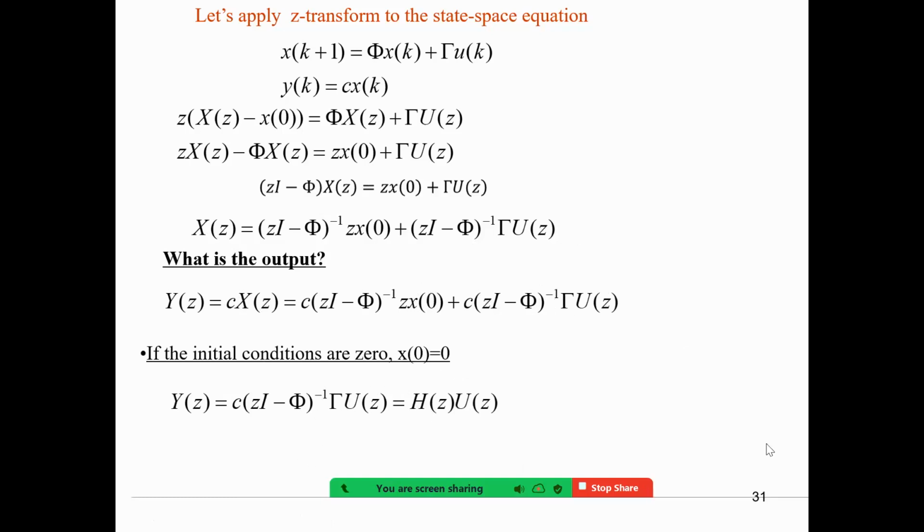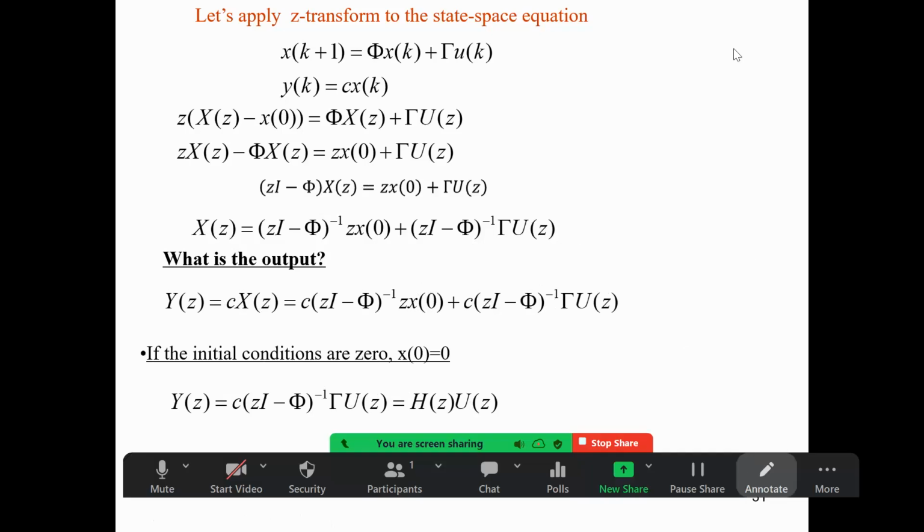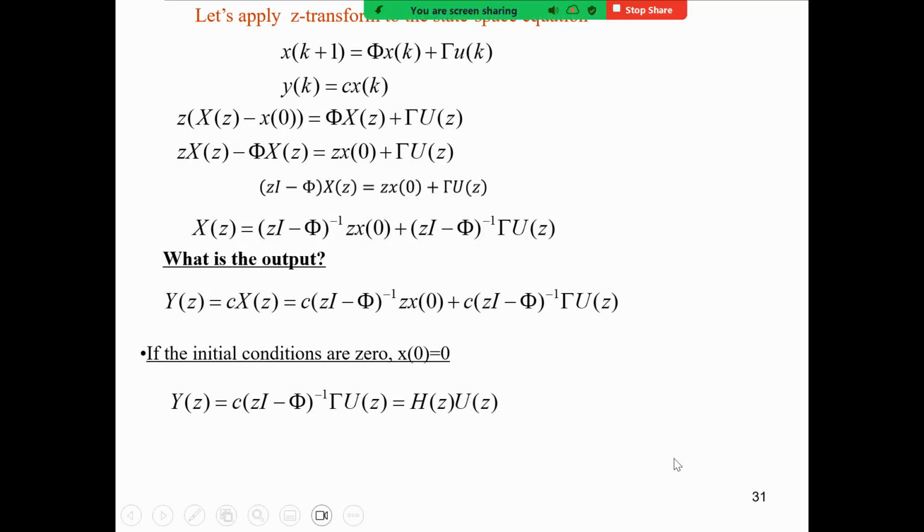Then let's put those terms together. We have this H. Now that's the transfer function for the discrete time. Now we have the transfer function H. So the output is the transfer function times the input. The transfer function can be computed from phi and gamma from the state space model. Okay?